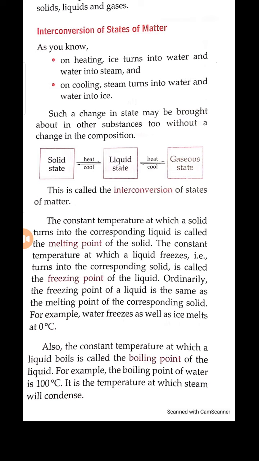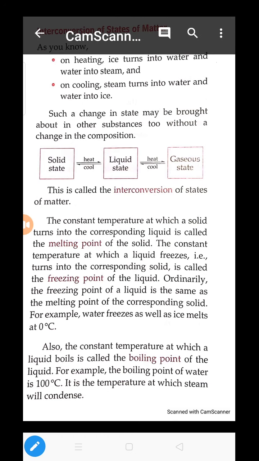The temperature at which a liquid boils is called the boiling point of the liquid. For example, the boiling point of water is 100 degrees Celsius. And it is also the temperature at which steam will condense. So 100 degrees Celsius is the temperature at which condensation occurs in steam.